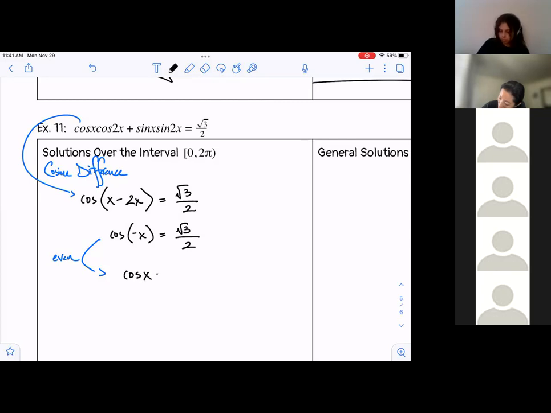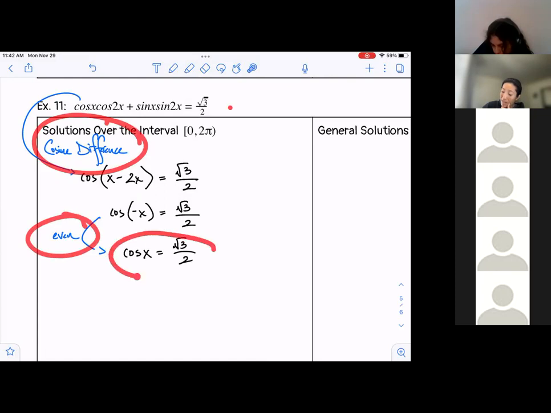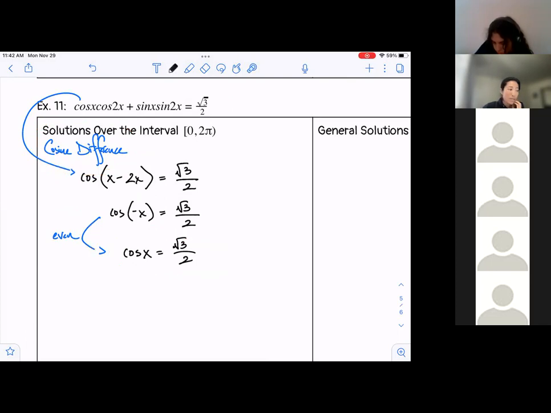This is a really good example of when it's all about finding the right identity. Someone had asked earlier, can we write the identities on our reference sheet? I would 100% encourage you to do those. Write those identities down so that you know, all right, this is the double angle, this is the half angle, or this is the sum or difference one. Now we've applied the cosine difference and the cosine even identity to end up with a problem that basically looks like the first one or the second one we started with.